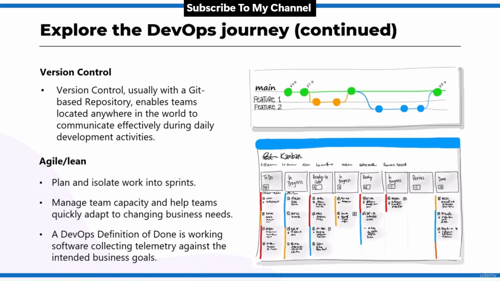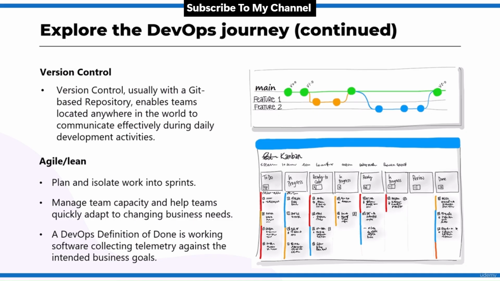If we continue with the same thing, to understand the DevOps journey with CI and CD, we have to understand two more things. As a concept, we need to understand the usage of version control. Version control usually comes with a Git-based repository, which enables teams worldwide to communicate effectively during daily development activities, and it also integrates with software development tools for monitoring activities such as deployment.